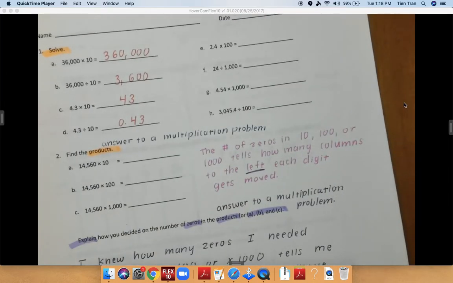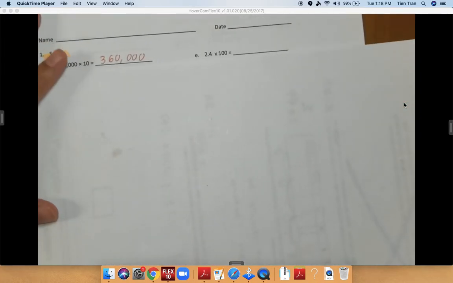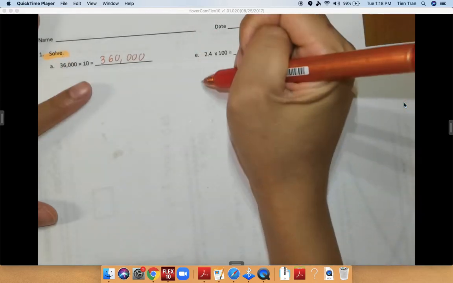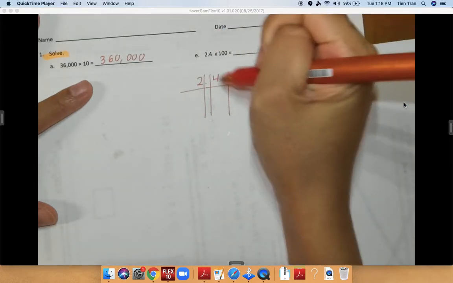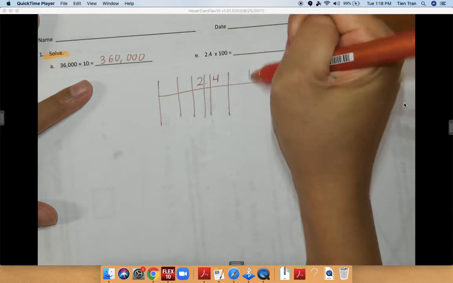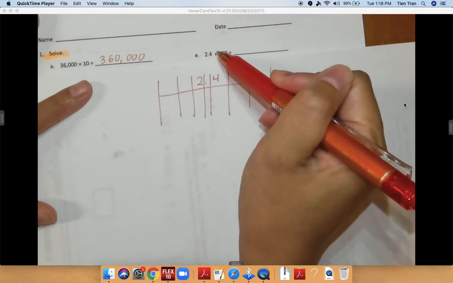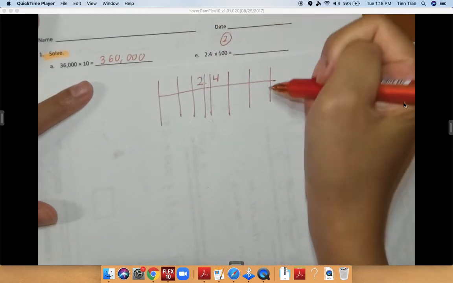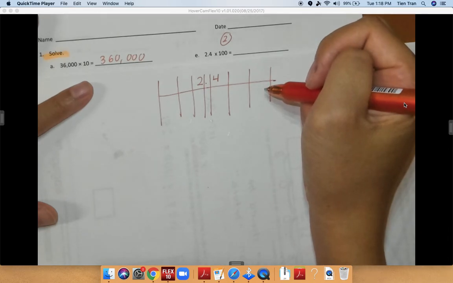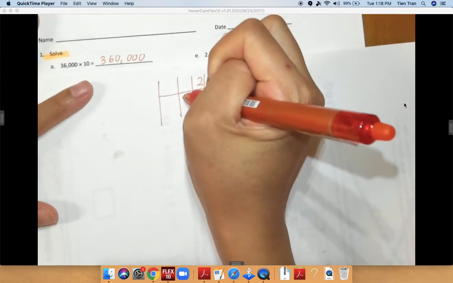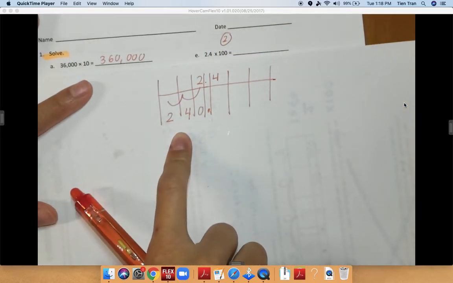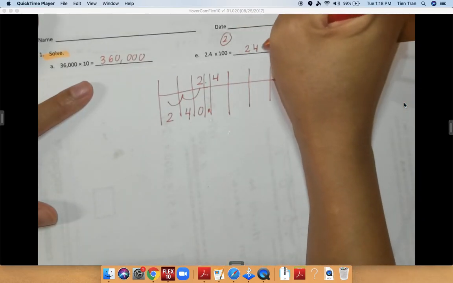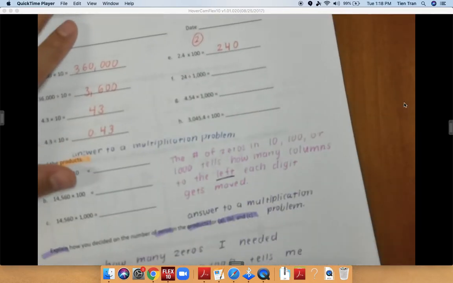Okay? Now for problem E, we have 2.4 times 100. So I'm going to write down 2.4, and I'm going to draw my lines. If I'm multiplying times 100, that means that I'm moving it 2 times over, and it's increasing, so it's going to move to my left. So I'm going to move left 2 times. So I have 240, my decimal is right here. So my new number is 240.